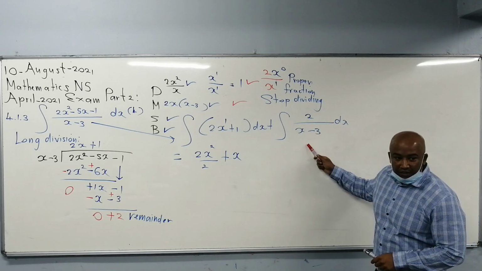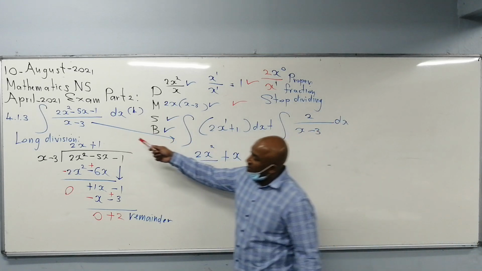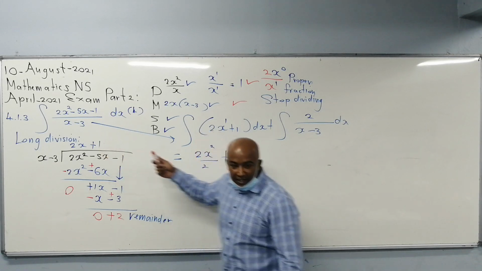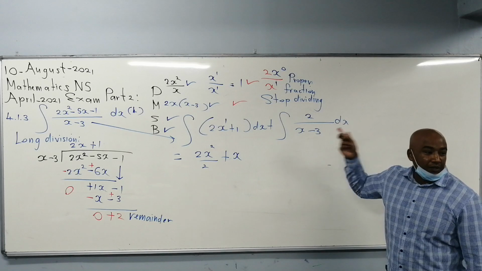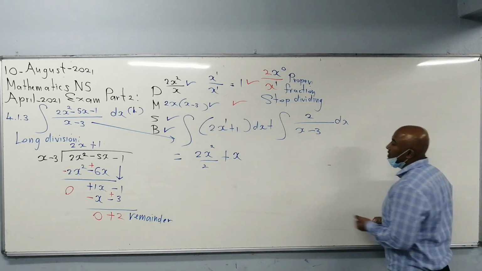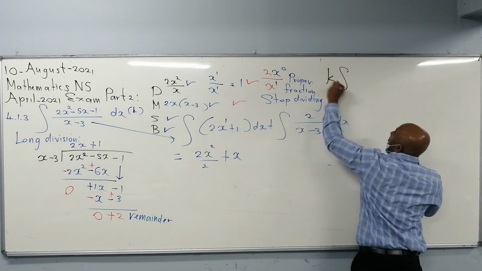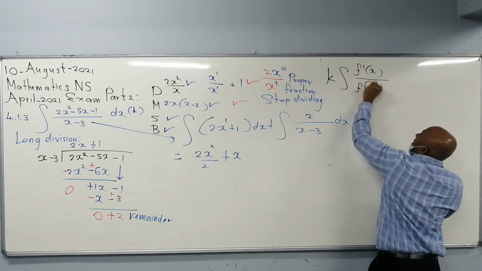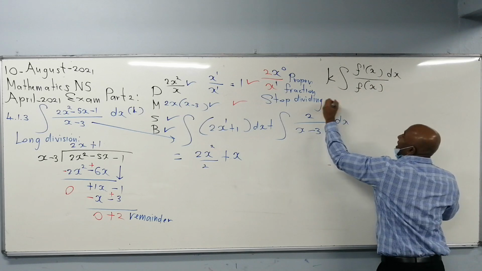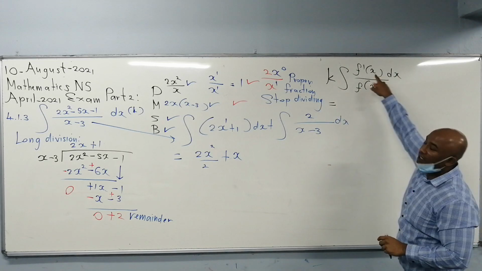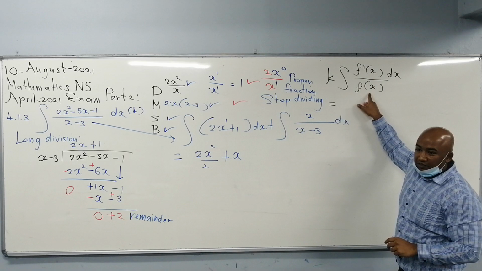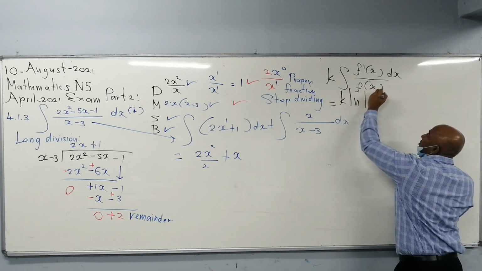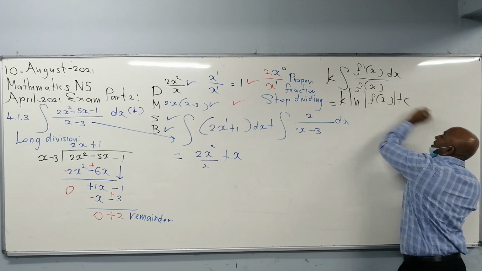here this is a fraction. Just like that was a fraction. This is a fraction, but this is an improper fraction. This is a fraction, but this is a proper fraction. So this is in the form f prime of x all divided by f of x. And you know that if the numerator is an exact derivative of the denominator, the answer is going to be ln of the absolute value of the denominator. Let's see.